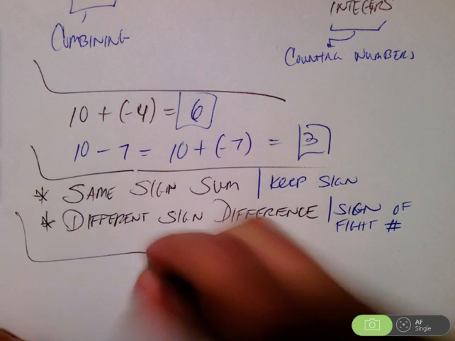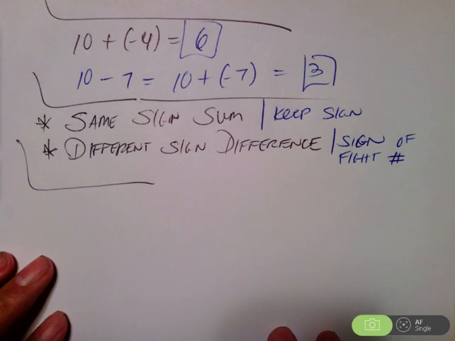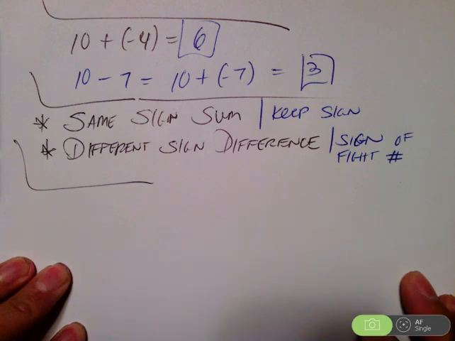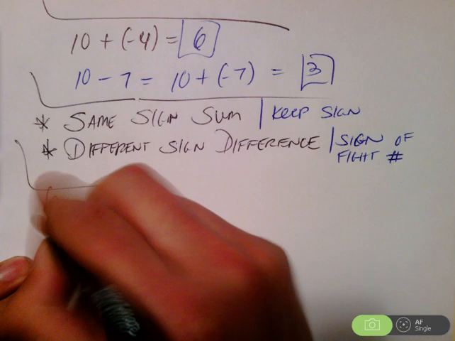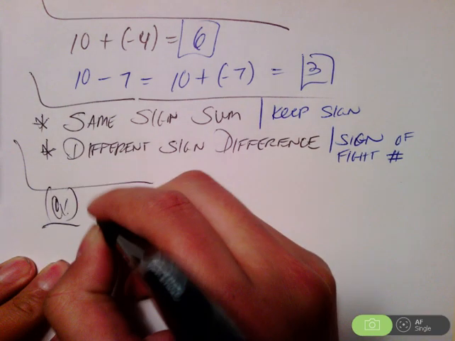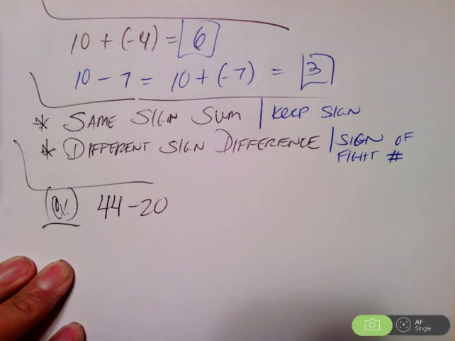If you're with your kids or anything like this, this will work, and you can use this as many times as you want. We like to keep it as combining because it's commutative. So we'll write an example out like this. Let's say we have a big number, like 44 minus 20. The answer is 24.